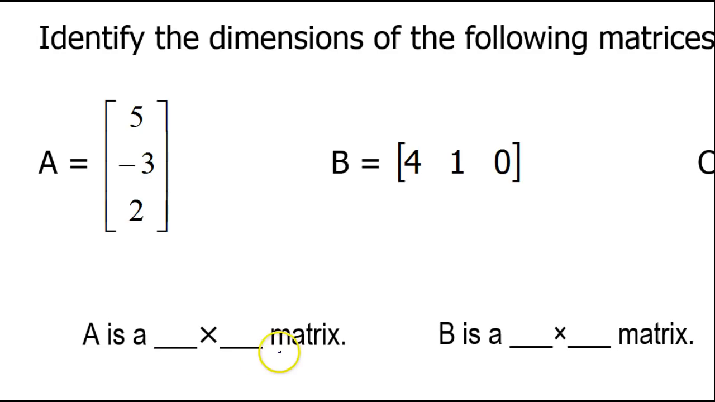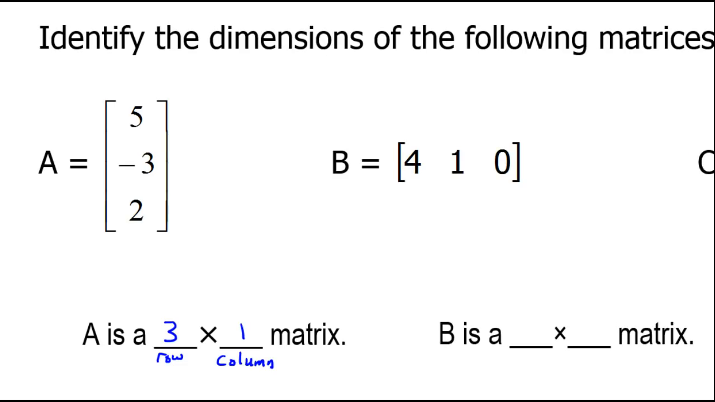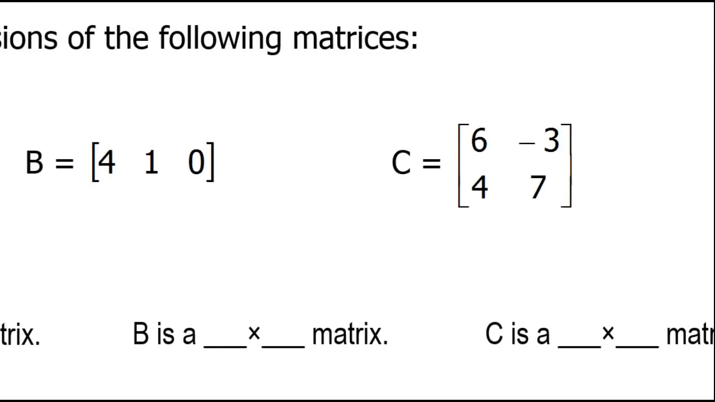Here we are being prompted for the dimensions of matrix A. The dimensions are always in the form row by column. So matrix A has 3 rows, 1, 2, 3, but only 1 column. So matrix A is a 3 by 1 matrix. That's a column matrix, by the way, vocabulary.